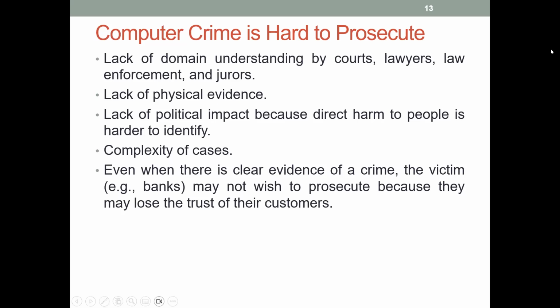The second one, right? Also, there is a lack of physical evidence. If someone does a criminal activity through the computer, it's very difficult to find physical evidence, right? Everything is done in virtual mode, so we can't get physical evidence for those activities, right?